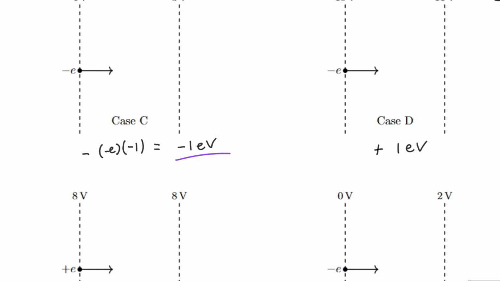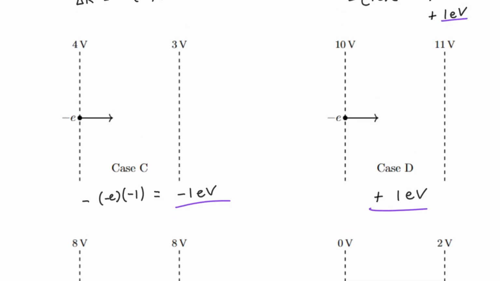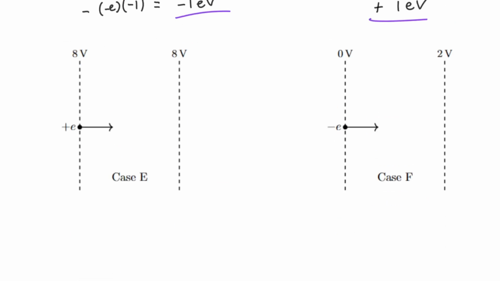Case D would be plus 1 eV because it's an electron going uphill. So that gains some kinetic energy, because case D and case C are sort of opposites. Again, the potential numbers don't matter. It's just the delta. And then E, well, there's no change in potential. So the electron or the proton isn't doing anything it likes or dislikes.